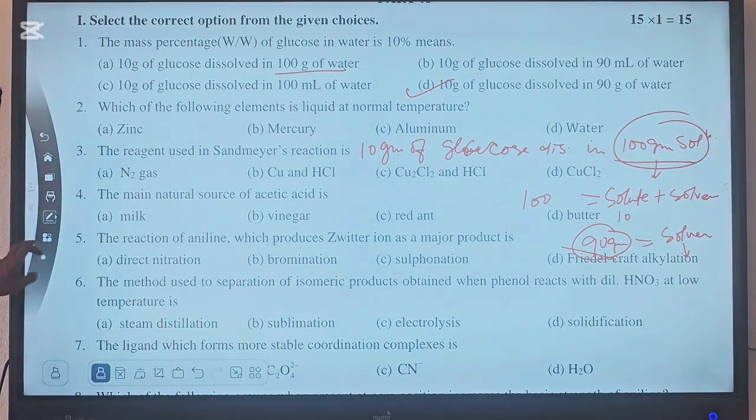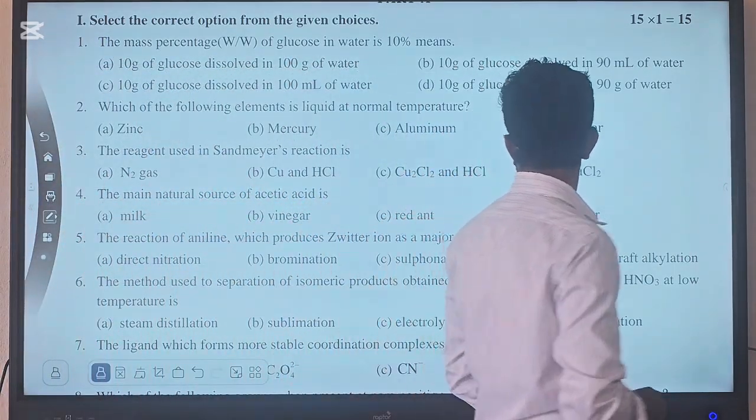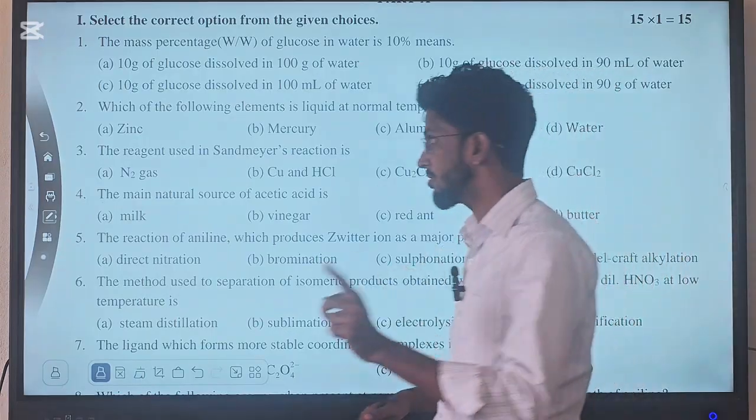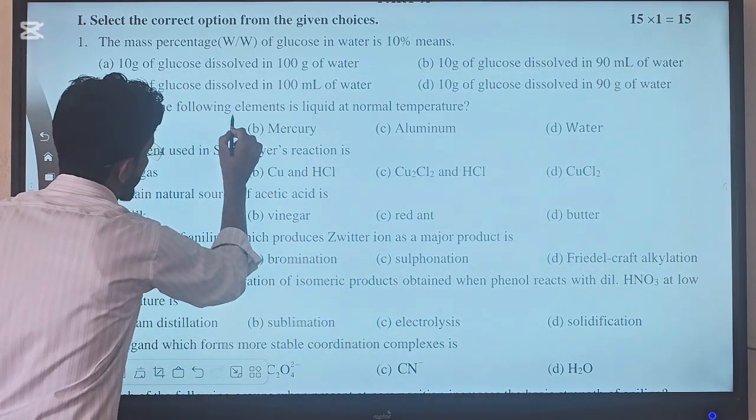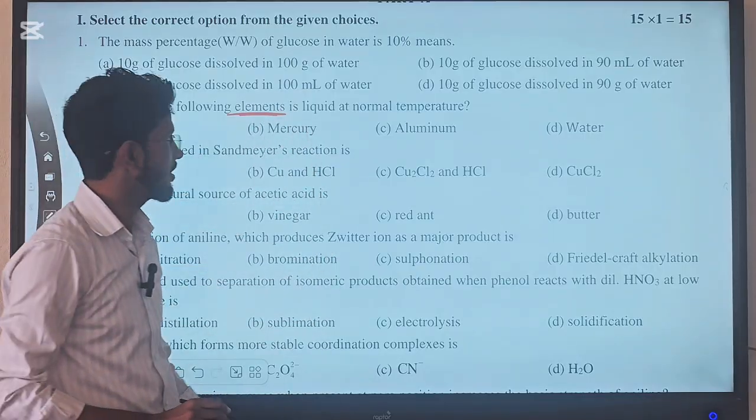Now if we see question number 2, which of the following elements is liquid at normal temperature? In this question, there is a question inside the question: it is about an element. Which of the following elements is liquid at room temperature?